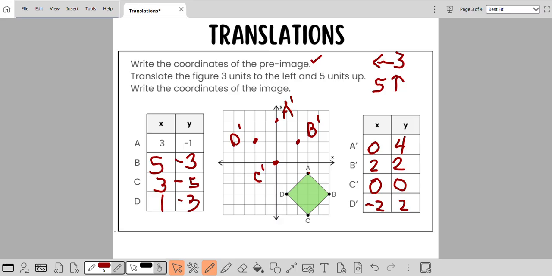Now, please do not draw the image once you've moved those points. Just put the points there and label them with their point name, A prime, B prime, C prime, and D prime. If you try to draw everything that you move like that, it's going to get really messy. So let's just leave it that way. Okay? All right, let's go to the next one.